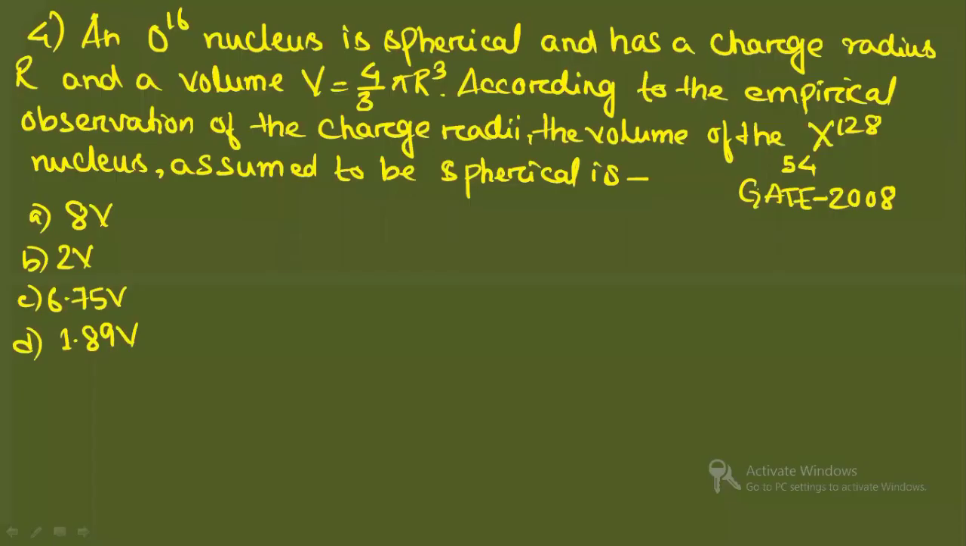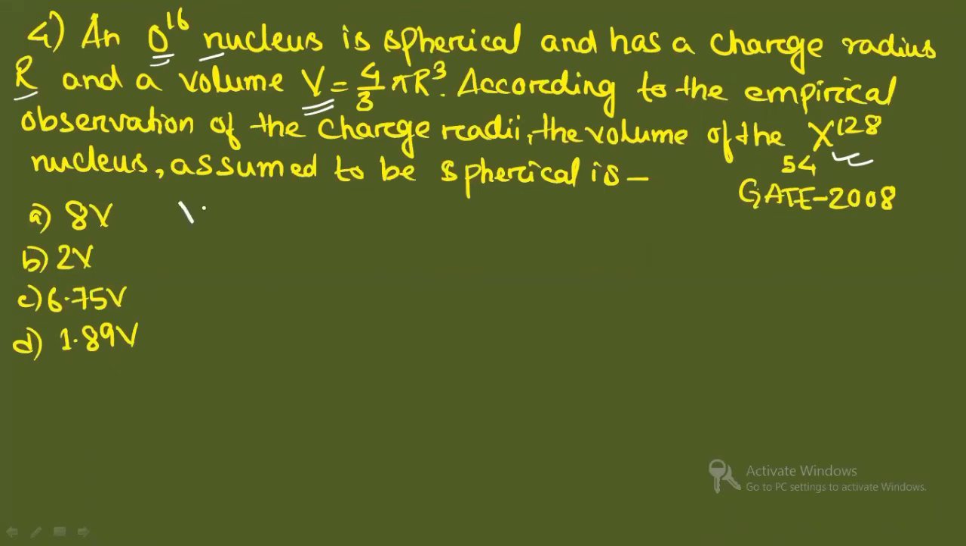Okay, so the next question is question number 4. Here it is said an oxygen 16 nucleus is spherical and has a charge radius r. This is a nucleus whose charge radius is r and the volume is V. According to the empirical observation of the charge, the volume of this nucleus, assumed to be spherical, is what? This is very simple. You are given the volume of one nucleus, you need to find the volume of the other nucleus. This is just like comparison, as we were finding the comparative radius. In the same way we can find it.